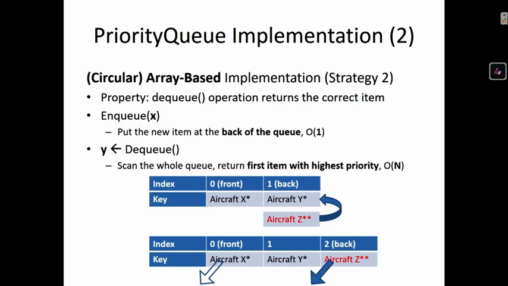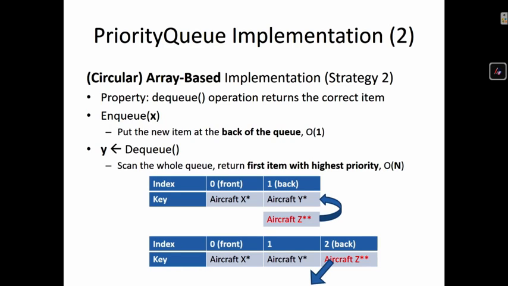So in this case, I need to scan all the way to the back. Oh, I found it. Aircraft Z is the one with the highest priority. So remove it from the queue. Since it's just at the back, I just decrement my back pointer, that's it. But if it's somewhere in the middle, what happens?